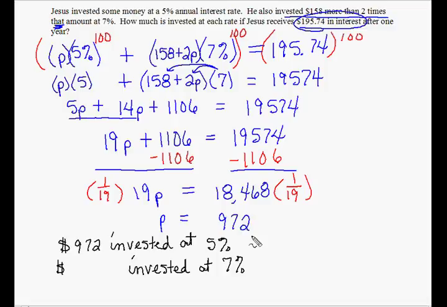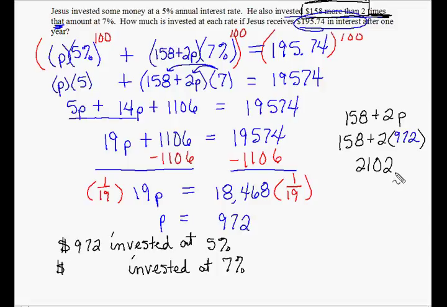Well, recall we had this information here that we had invested $158 more than 2 times the other amount. So let's work that out. So we need to replace the P with the 972, and if we use a calculator, we get 2,102. So $2,102 was invested at 7%.